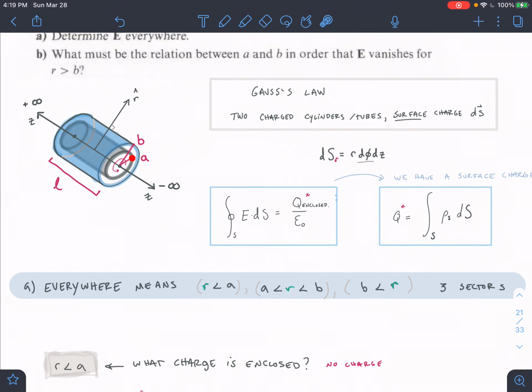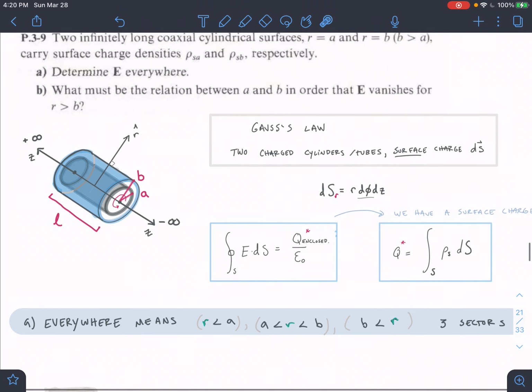For r less than A, we're going to have a different E field than for r in between A and B. This r is the radius of our Gaussian surface, a cylinder that wraps around one or both of these, depending on the region. Then we need the third region, where r is larger than B. So: outside, in between the two, and in the middle.